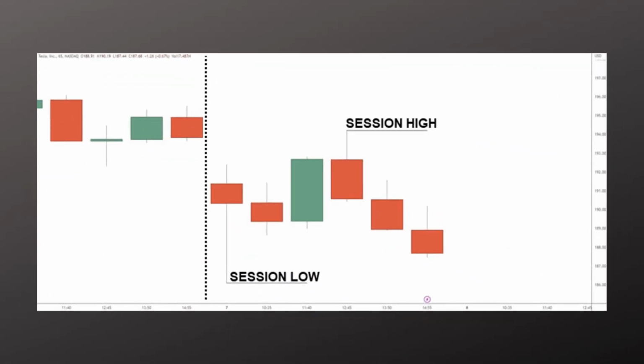The highest point during that session is going to be marked by the highest high, and the lowest point is marked by the lowest low on this chart here of Tesla. These points represent potential points where price may bounce from support or resistance levels. So this trading day ended up being in a trading range as price closed inside the high and low zones of that day.